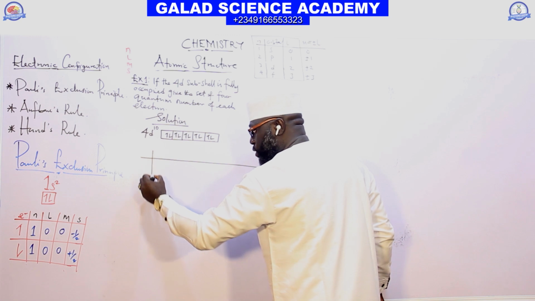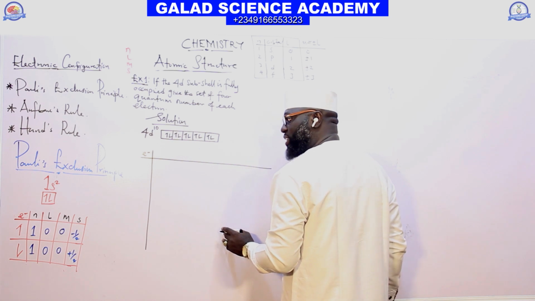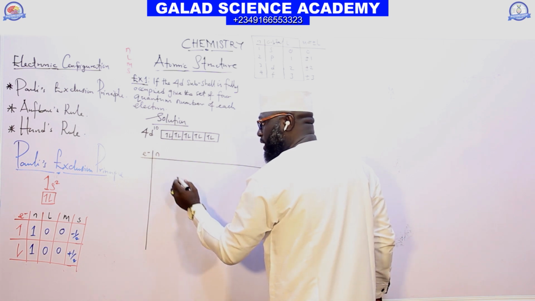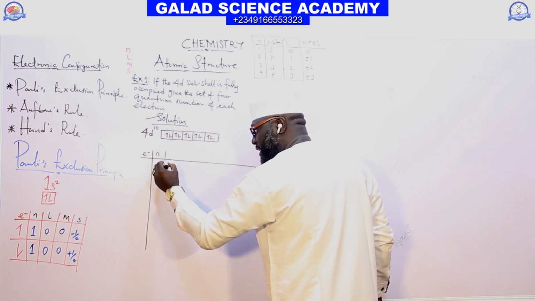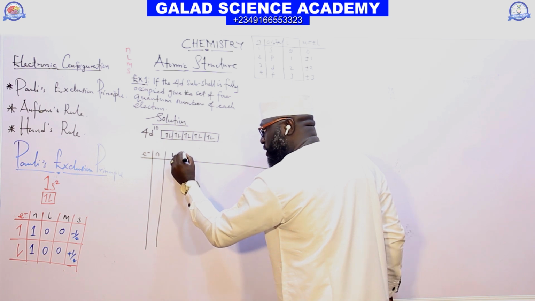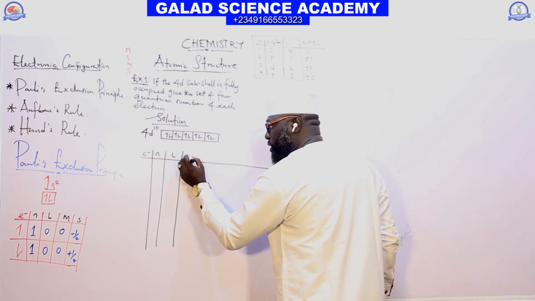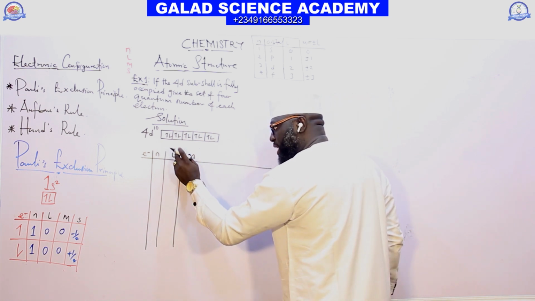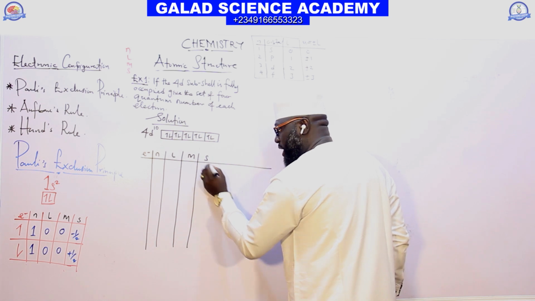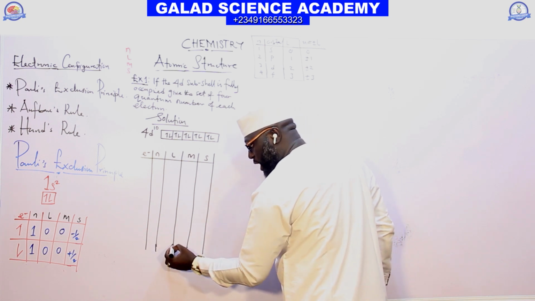By drawing the table, the first thing we need to show is the electron number. After that, the next one we have is n. The next thing we need to draw is l. l is the azimuthal quantum number. And the next one is m, the magnetic quantum number. And the last one is s. What does s stand for? s is spin. So let us look at their values.